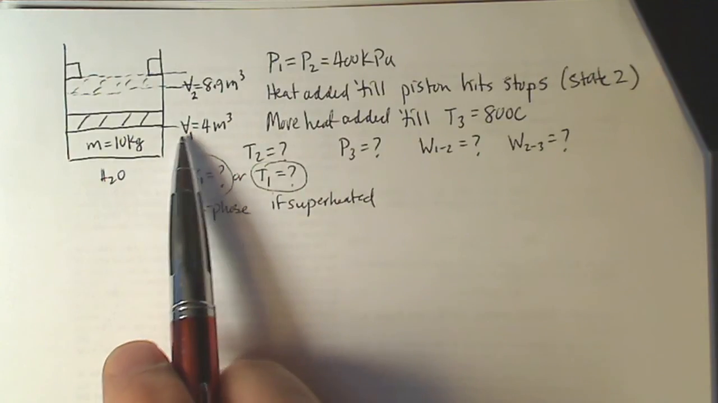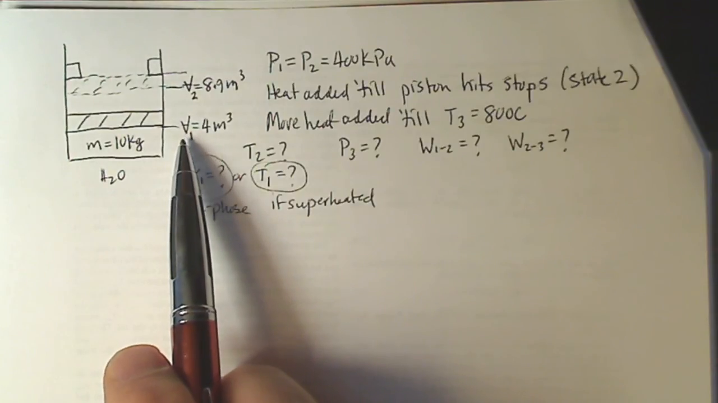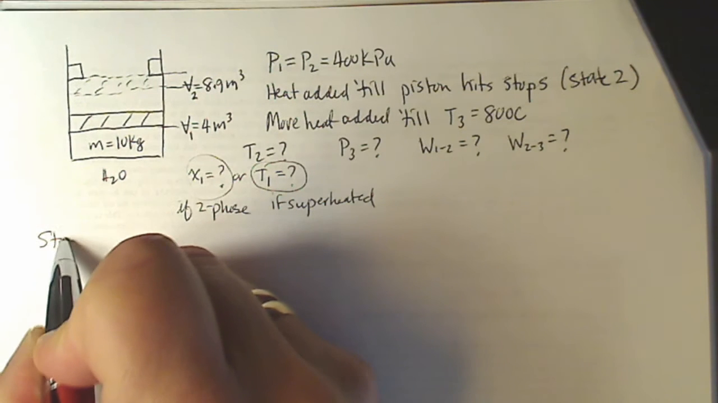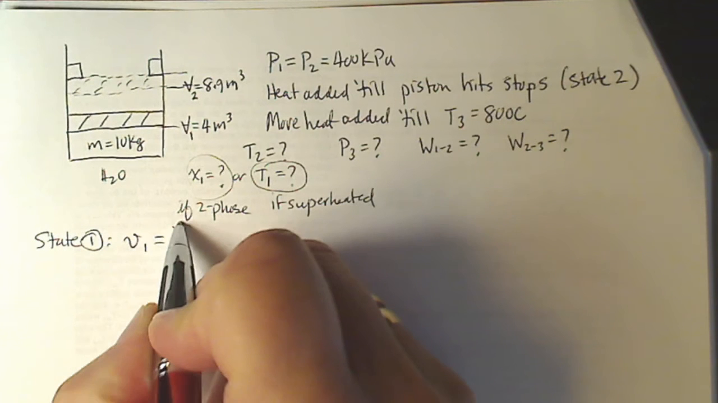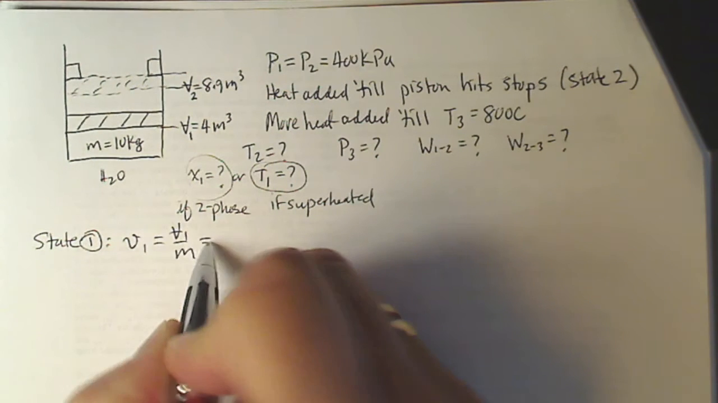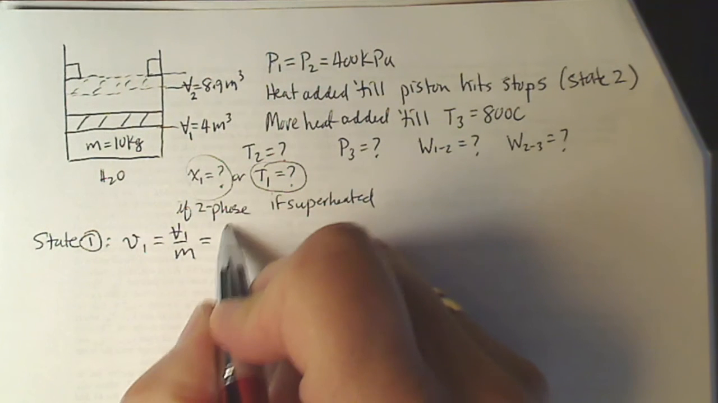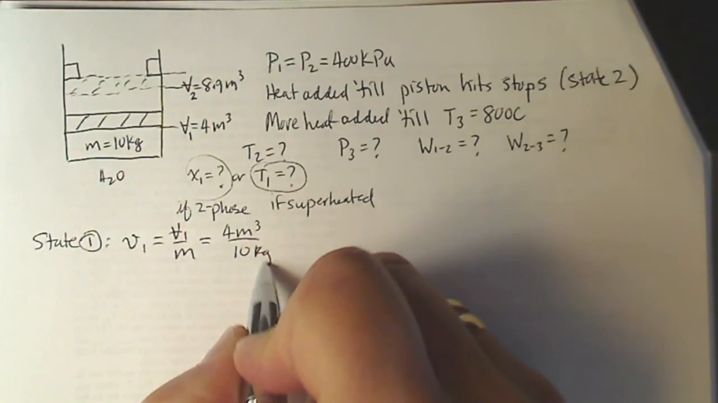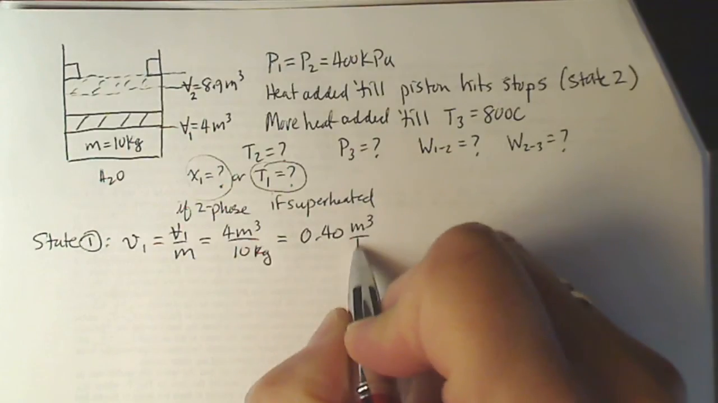What other property do we know? Well, we know the total volume, but that won't really help us directly. We also know the mass in the system. And so if we think about state 1, we know that the specific volume 1 is the total volume divided by the mass, and that's going to be 0.4 meters cubed per kilogram.